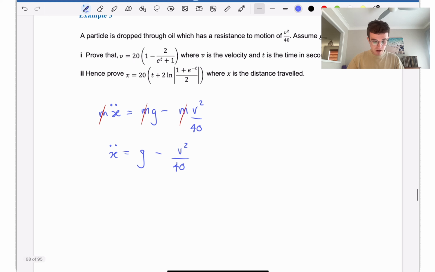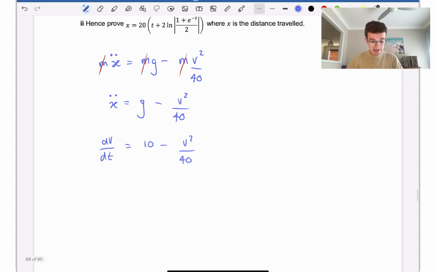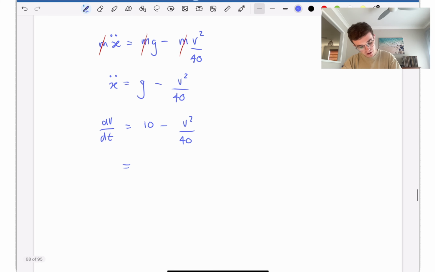Okay. Now we want something that involves time and velocity. So that's telling me I want dv by dt. dv by dt, now we're told gravity is 10 minus v squared on 40. Now we need to integrate with respect to velocity because there's velocities here. So I do need to flip it upside down, which means I need to make it a common fraction.